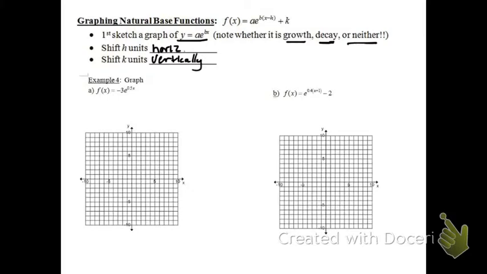Okay, so let's take a look at a couple of examples together. In example 4, we have the following graph: negative 3 e to the power of 0.5x. Now notice this one doesn't have an h or a k value, or if you want to think of it, the h value is 0, the k value is 0, so we don't have to shift it at all. And because the a value is negative 3, this is neither growth nor decay, right? This is neither.